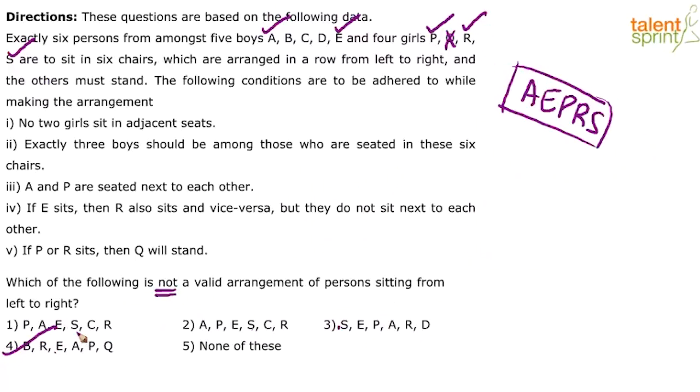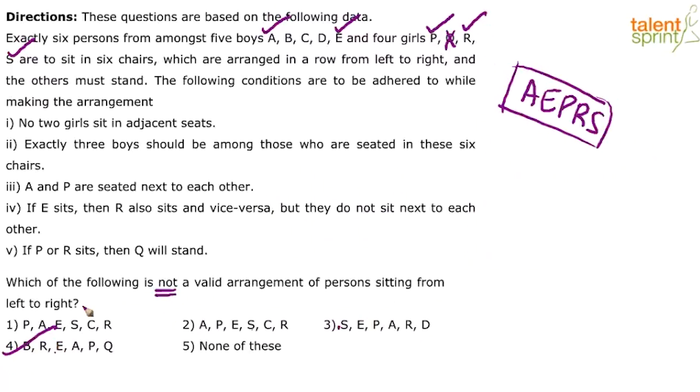Don't worry about the arrangement. First, we are looking at the group. I know that in the group, A, E, P, R, S have to come. And in option 4, we don't have S. So clearly, option 4 is the one which is not a valid arrangement. You getting it? Option 4 is not a valid arrangement.